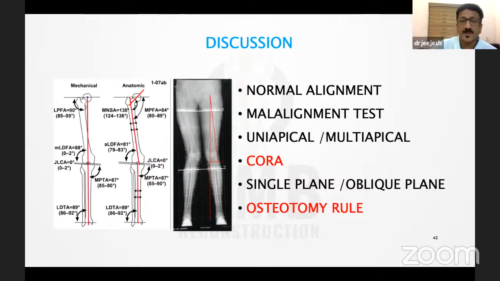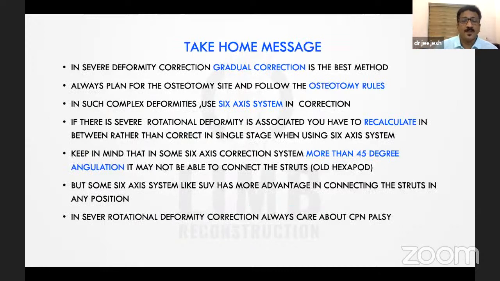And you should know the osteotomy rules, where I am going to do the osteotomy. Here, my take-home message is: for severe deformity corrections, gradual correction is the best method. Always plan the osteotomy site and follow the osteotomy rules. In such complex deformities, use a 6-axis system for correction.